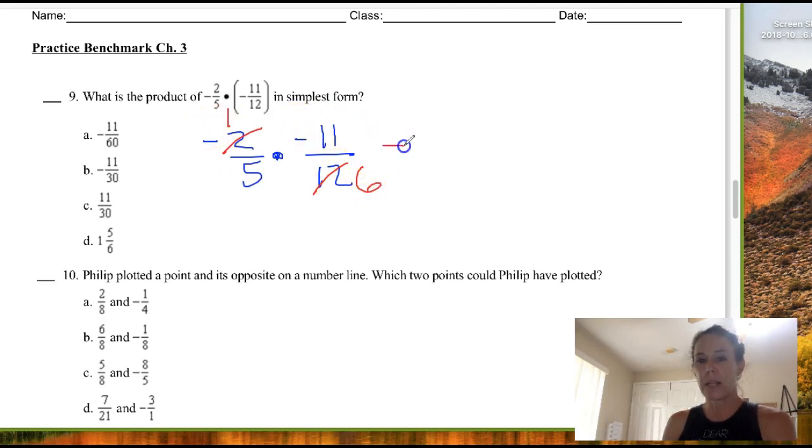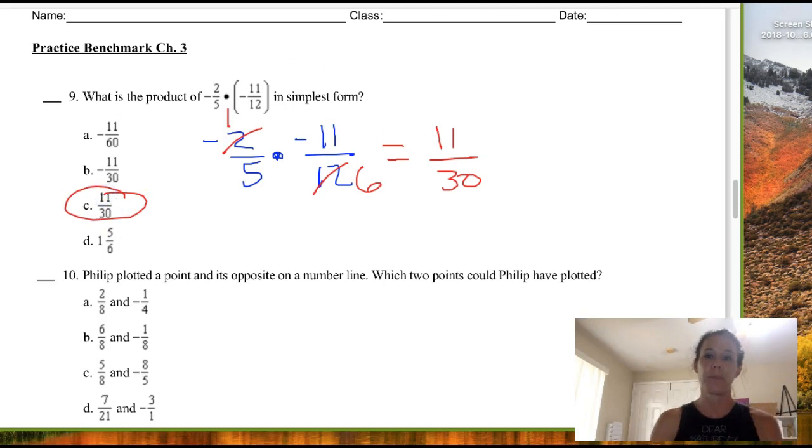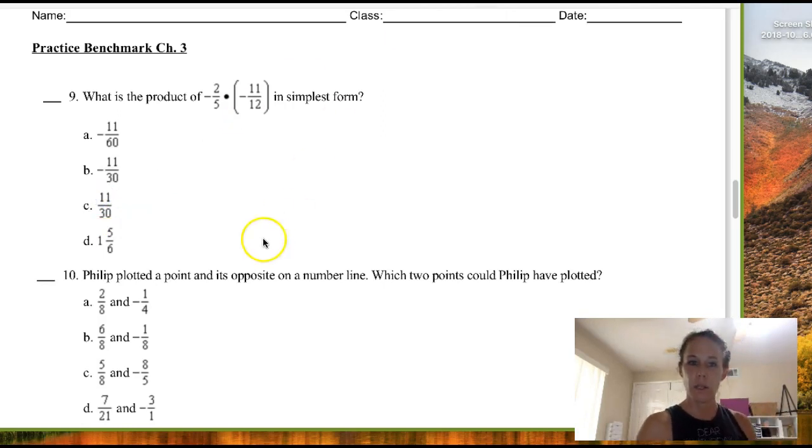There's no more canceling I can do, so I'm now going to multiply across the top. -1 times -11 gives me +11. 5 times 6 gives me 30. And I'm going to have 11 over 30, and it's C. On to the next one.